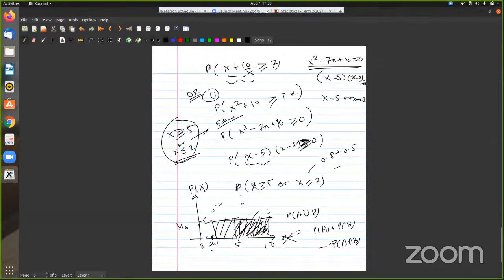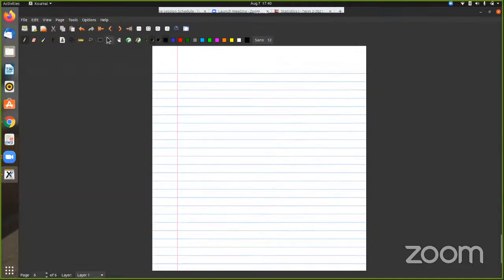Guys, why am I getting that wrong answer? Okay, just a moment. Maybe I need to check once. X square, what was that expression? 10 is greater than or equal to 7x.